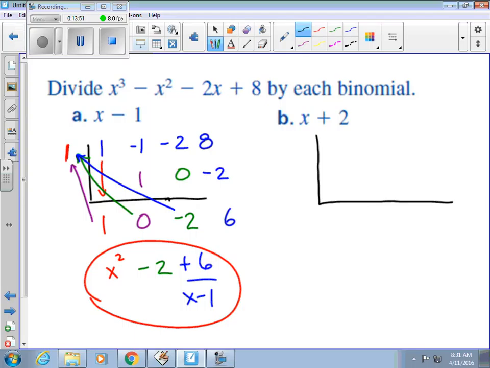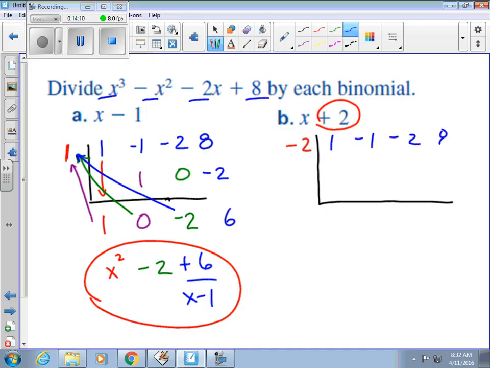Okay, let's take a look at this. Now we're running a little quick, but we've got to make sure we make time. Remember, the opposite of what this is is what you divide by. So you divide in by negative 2. The coefficients are going to be the same as they were for the first problem: 1, negative 1, negative 2, and 8.